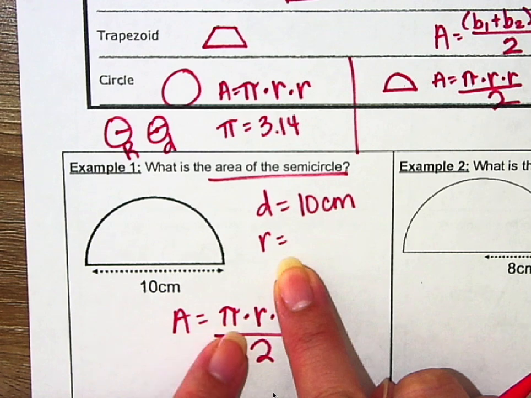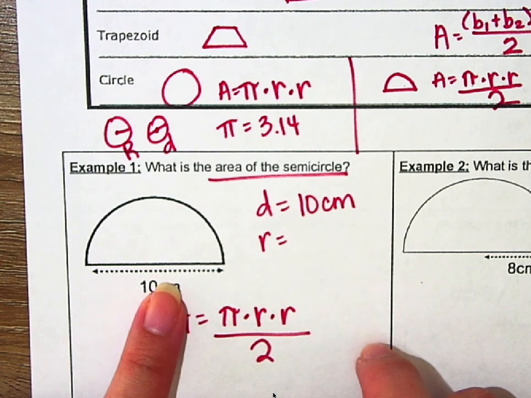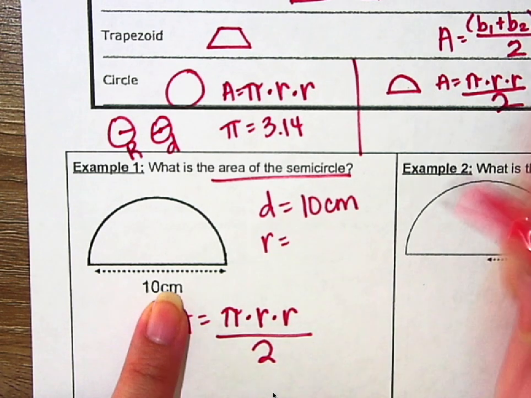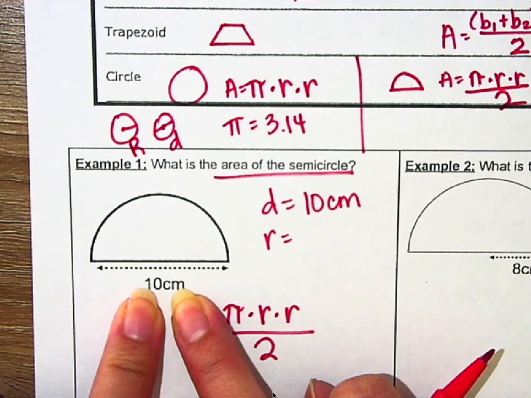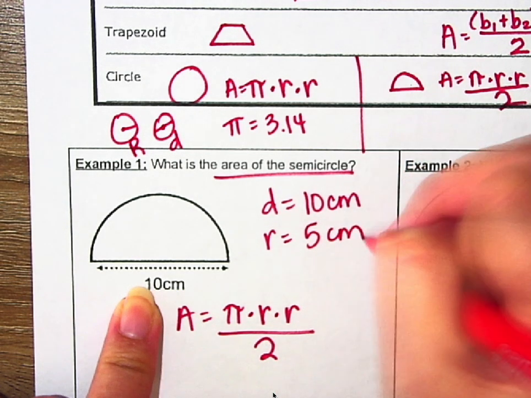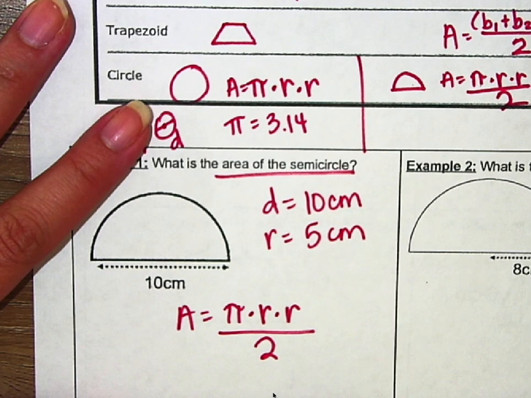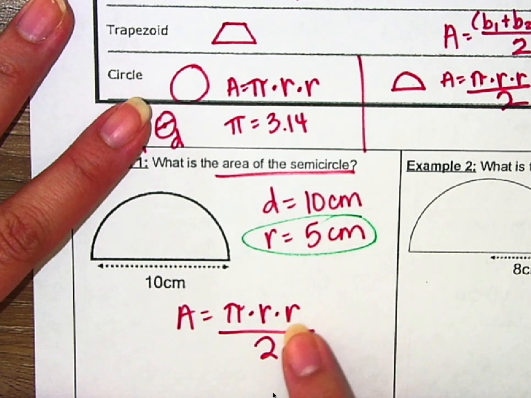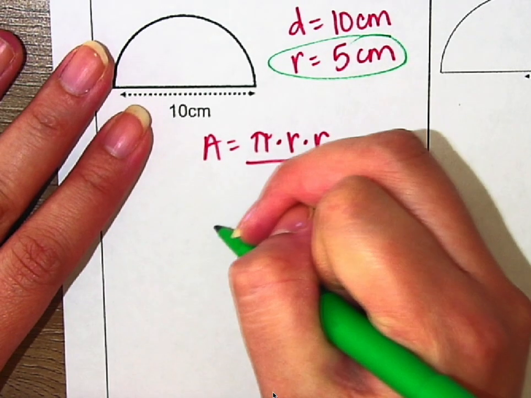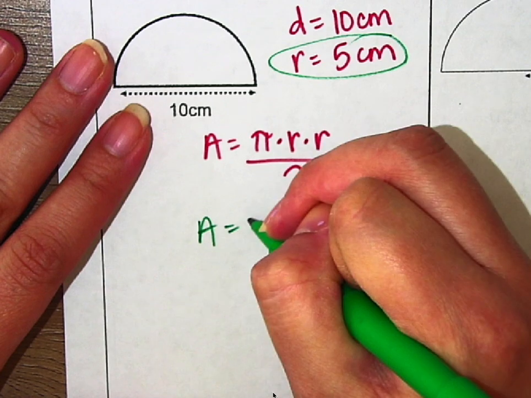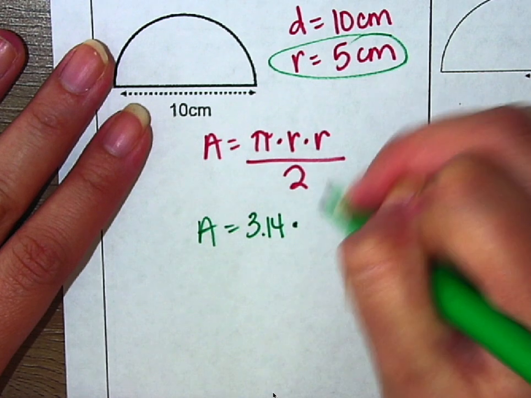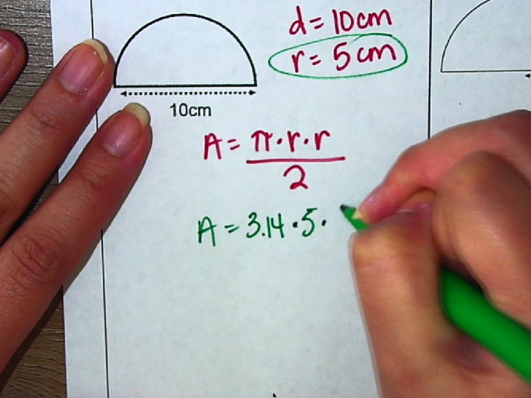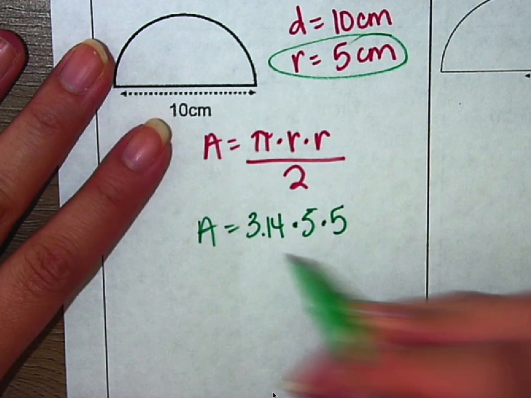And I still need to find the radius to plug in my formula. If you remember, the radius is half of the diameter. So I should be dividing by 2. So 10 divided by 2 is 5. So I just found my radius. Go ahead and circle that for me. That is the number you're going to be plugging in your formula. It's asking for r. So I'm going to go ahead and plug in my number now. A equals 3.14 times 5 times 5. And then I'm going to divide it by 2.